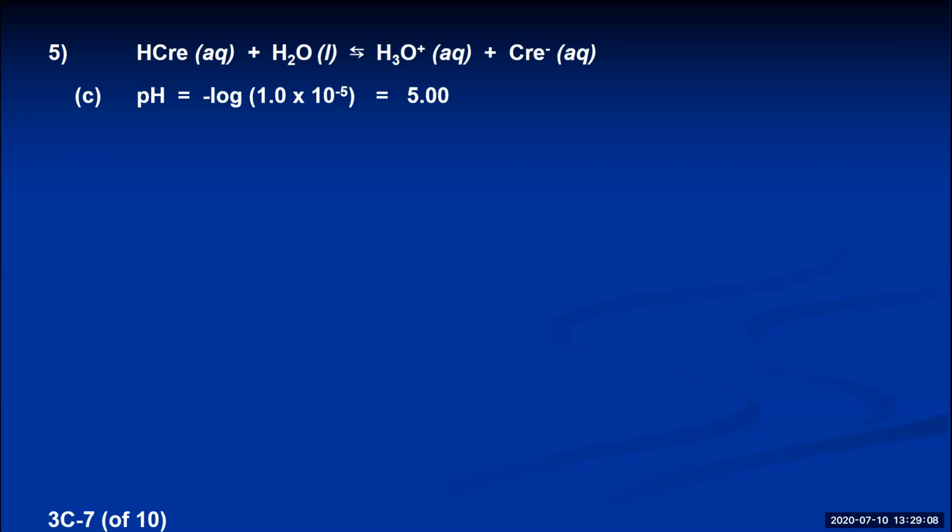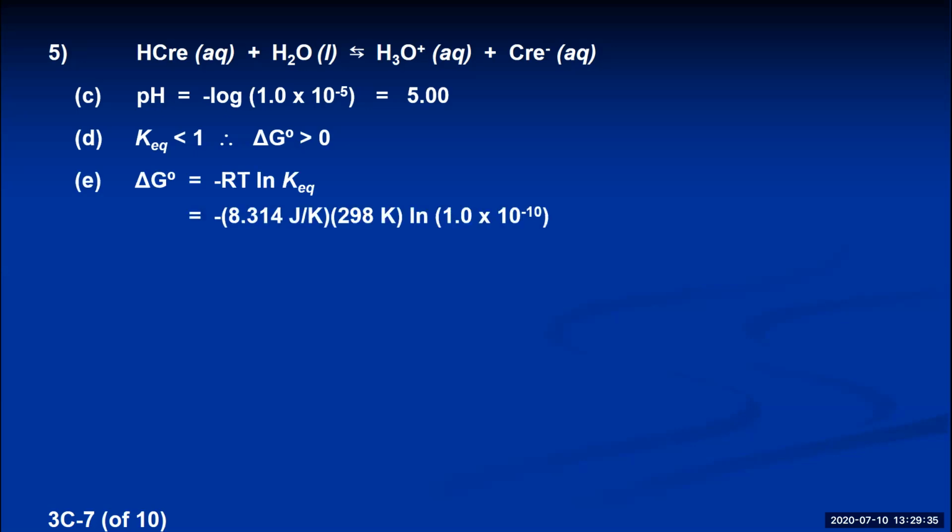D, predict whether delta G naught for the reaction will be greater than 0 or less than 0, in other words, positive or negative. And because our equilibrium constant is less than 1, that means that the delta G naught would have to be a positive value, greater than 0. E, what is the standard free energy change for the ionization of metacresol in water? So if we know the equilibrium constant, we can calculate delta G naught through this expression. So the R value, 8.314 joules per Kelvin, temperature 298 Kelvin, natural log of the Ka, and you take the negative of that, delta G comes out 57,000 joules, which was a positive number as we predicted.